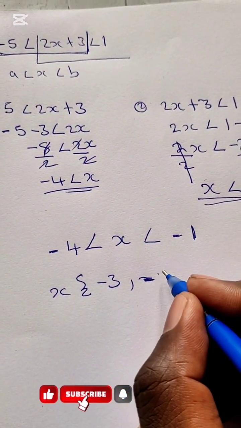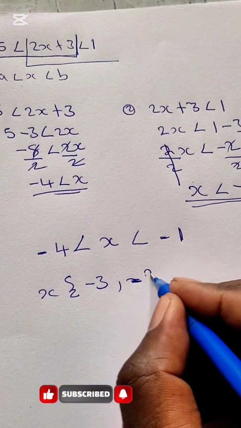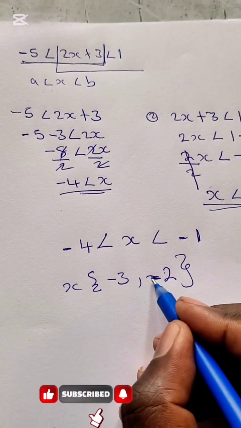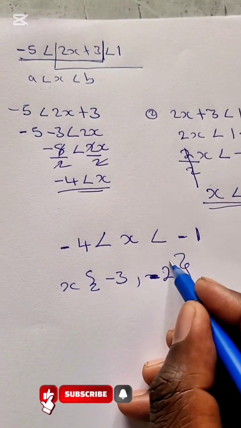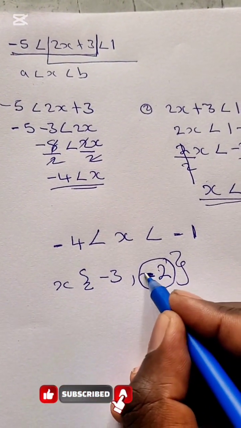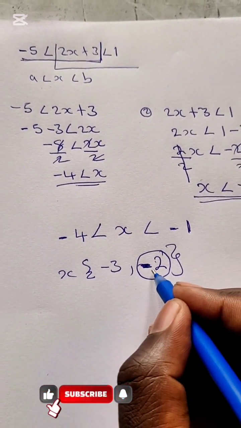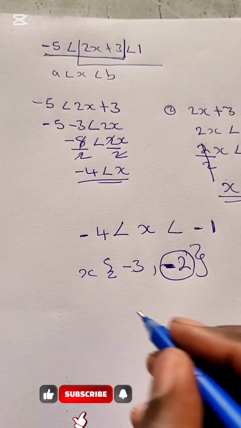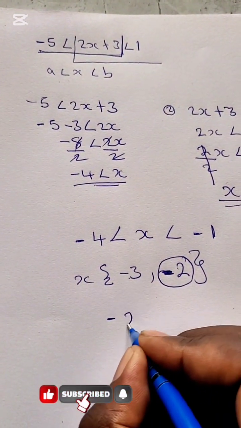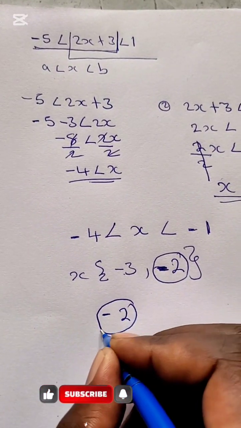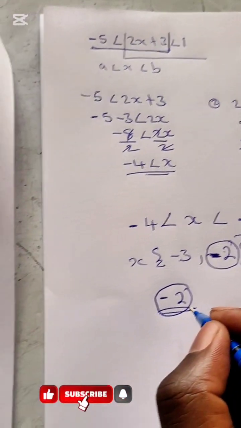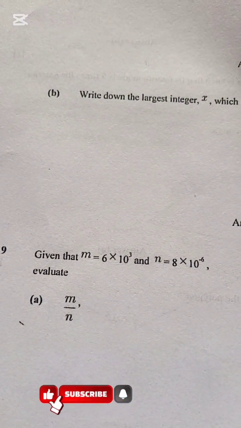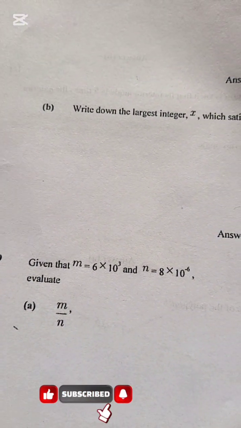Negative 2 is also included. Negative 1 is not included. So the largest number in this set is negative 2. Why negative 2? Negative 2 is greater than negative 3. So the largest is negative 2. That's the largest integer in this whole group.